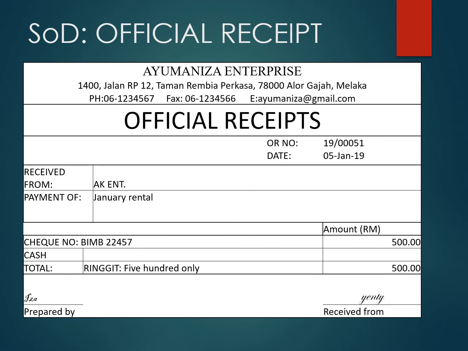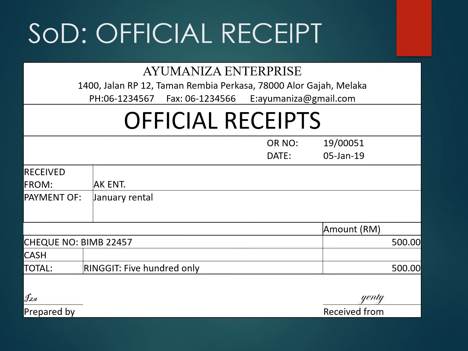Okay, next, the source document of official receipts. It shows the official receipt we issue whenever we receive money. For example, here you have the reference number 19000051 and the date is 5th of January 2019. So these are the reference details that you need in official receipts.